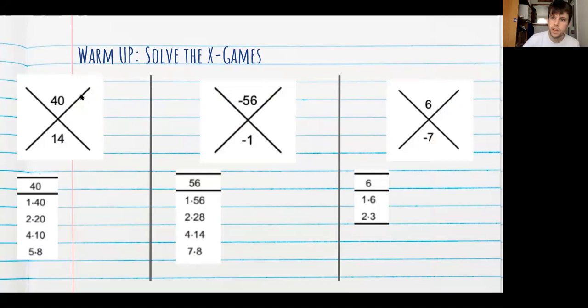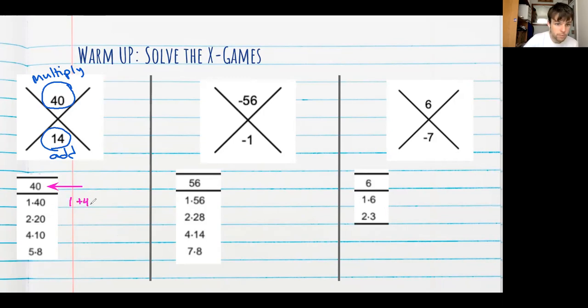So remember, with the X Games problems, their setup is we are looking for two numbers that multiply to this, so multiply to 40 in this case. And then they are going to add to the bottom here. They're going to add to 14. So the way that we solve these problems is we use a factor sheet, and we look at all of the factor pairs that are going to multiply and give us 40. And then we examine those factor pairs and we figure out which pair is going to correctly give us this sum adding to 14.